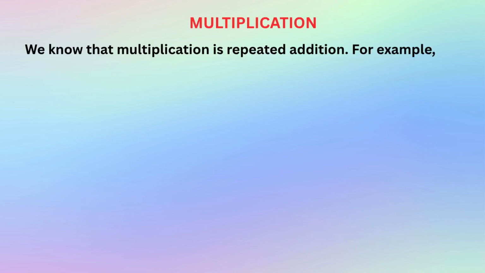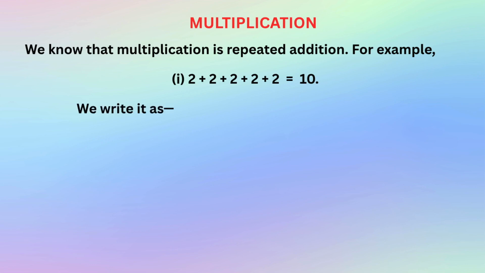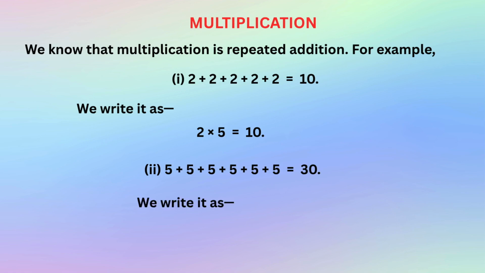Multiplication. We know that multiplication is repeated addition. For example, 2 plus 2 plus 2 plus 2 plus 2 equals 10. We write it as 2 times 5 equals 10. 5 plus 5 plus 5 plus 5 plus 5 plus 5 equals 30. We write it as 5 times 6 equals 30.